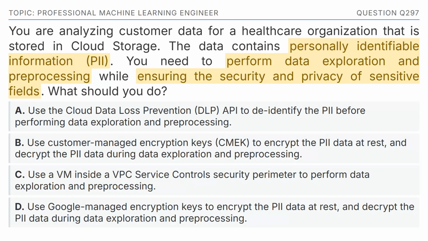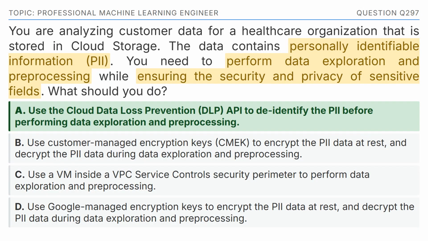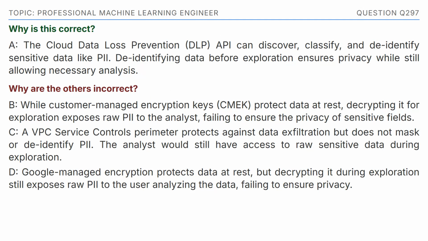To arrive at the correct answer, we focus on the keywords: personally identifiable information, PII, perform data exploration and pre-processing, ensuring the security and privacy of sensitive fields. The correct answer is option A, use the Cloud Data Loss Prevention (DLP) API to de-identify the PII before performing data exploration and pre-processing. Why is this correct? A. The Cloud Data Loss Prevention (DLP) API can discover, classify, and de-identify sensitive data like PII. De-identifying data before exploration ensures privacy while still allowing necessary analysis.